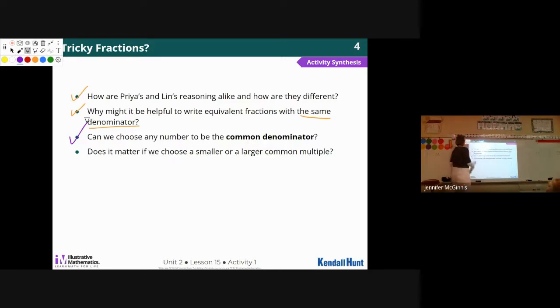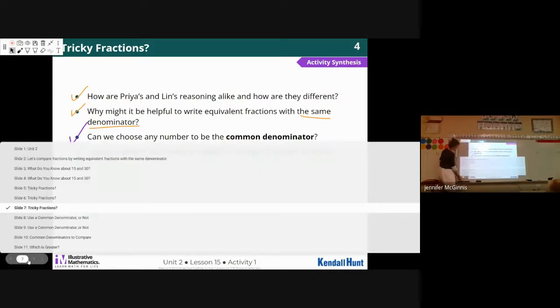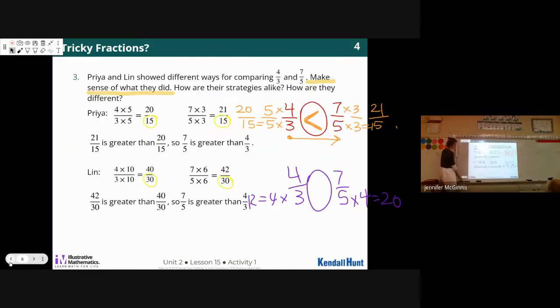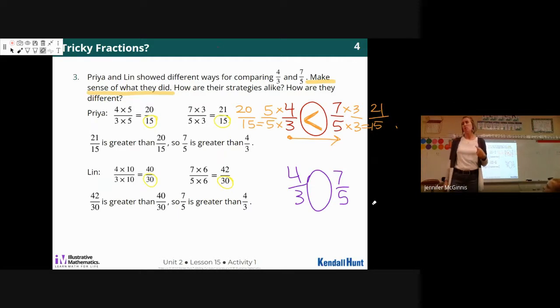So let's go back again. We're here because we're familiar. Let me erase all this wrong stuff that I did that made it worse. Get rid of all that. If I use a larger or a smaller denominator, does it matter? Because up here I used 3 and 5, and down here I used 3 and 10, and 5 and 6. Does it matter if I use a smaller multiple? No.